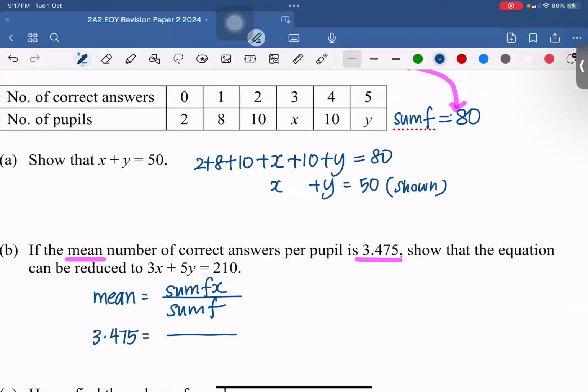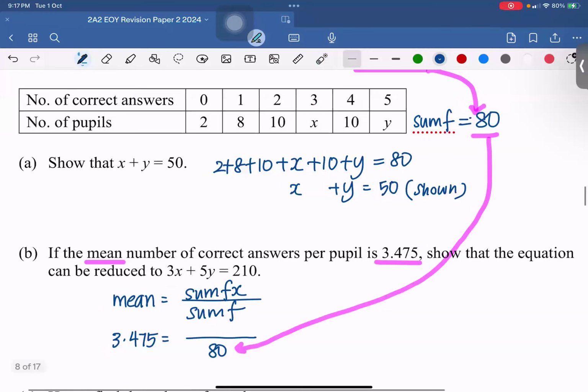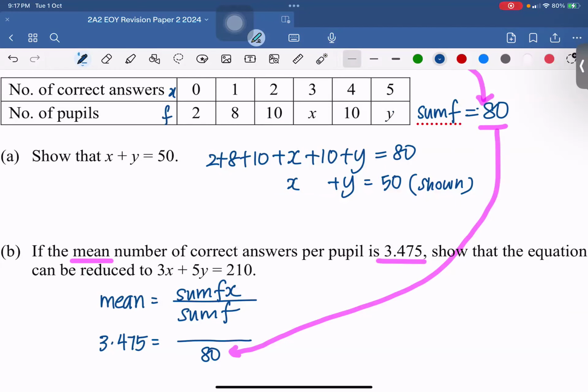The sum f is already 80, so I can plug in 80. Okay, so I use this. It's given already, use it. That one is easier. Now I need to find sum fx. 0 times 2 is 0, plus 8, plus 20, plus 3x, plus 40, plus 5y. Correct. So you must make sure you count correctly, okay? So sum fx is 0 plus 8, 28, 68, plus 3x plus 5y. So I put it down inside.